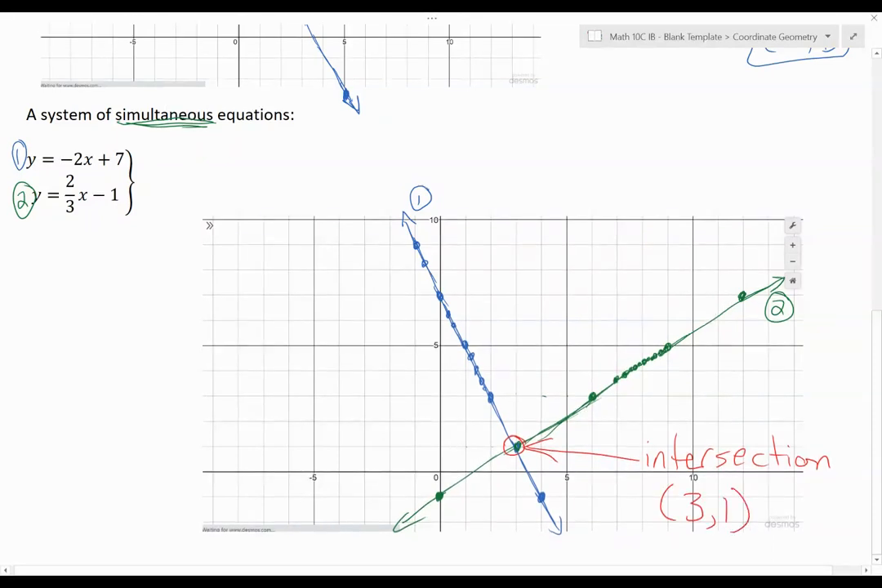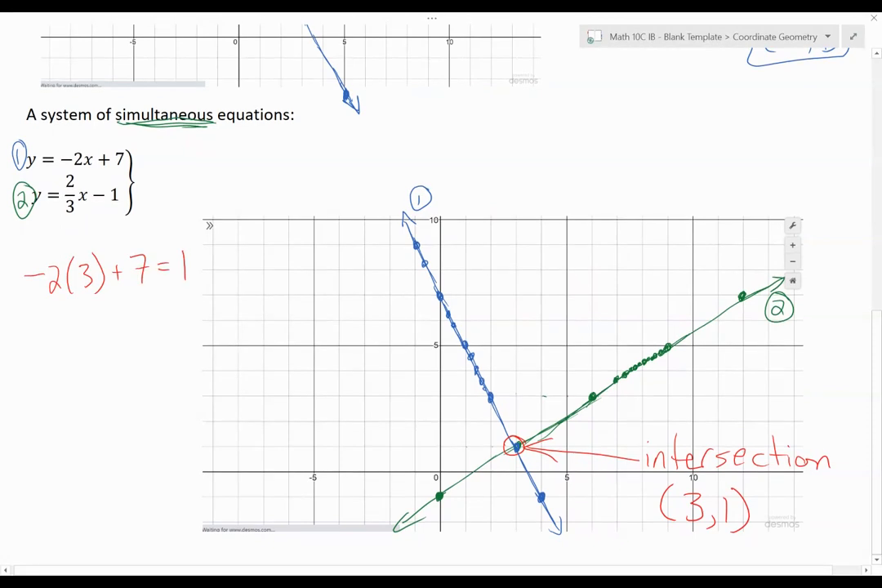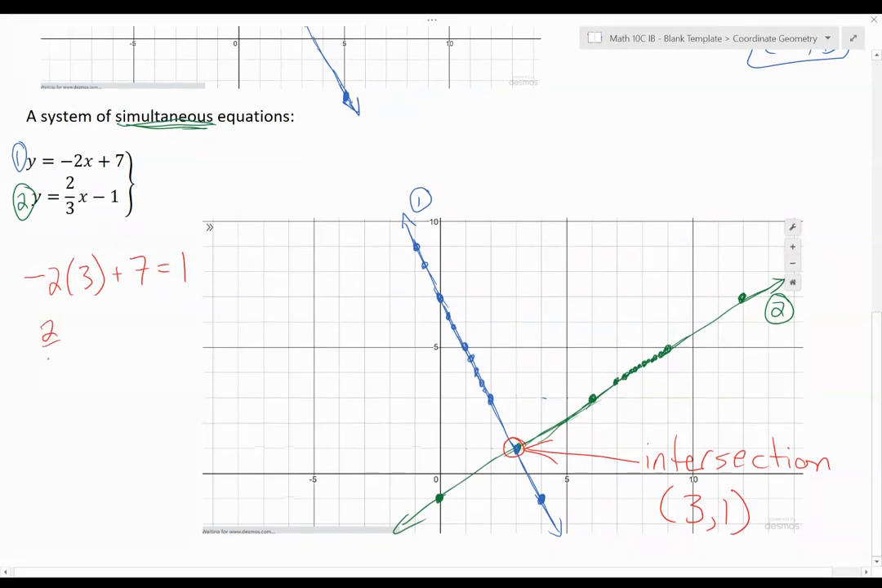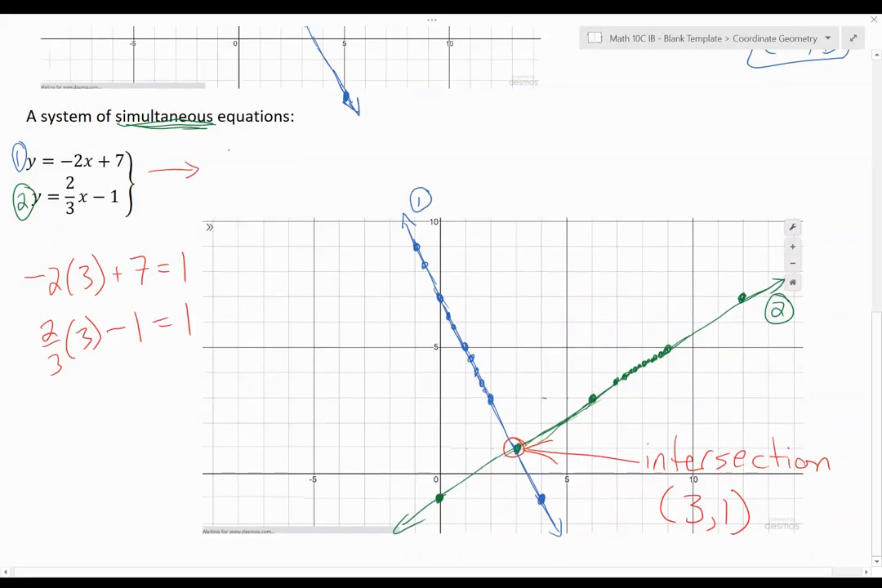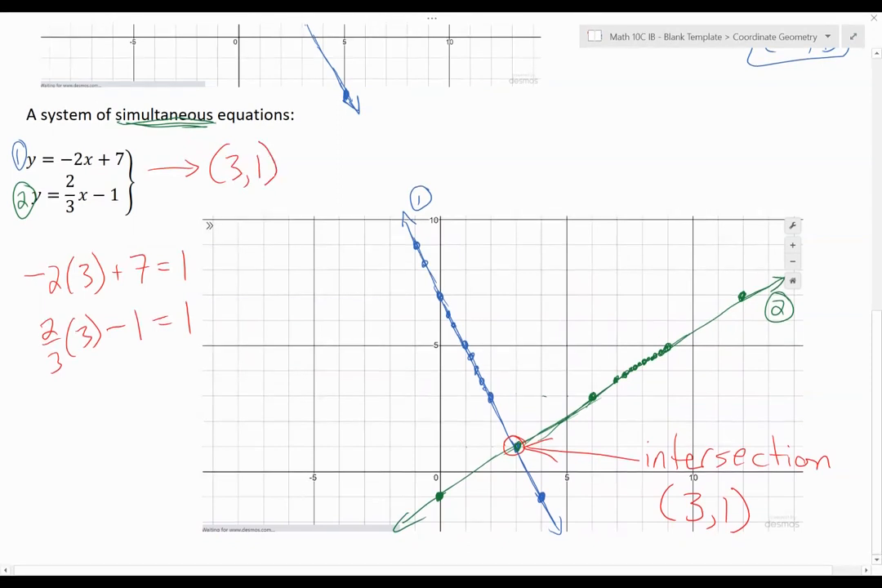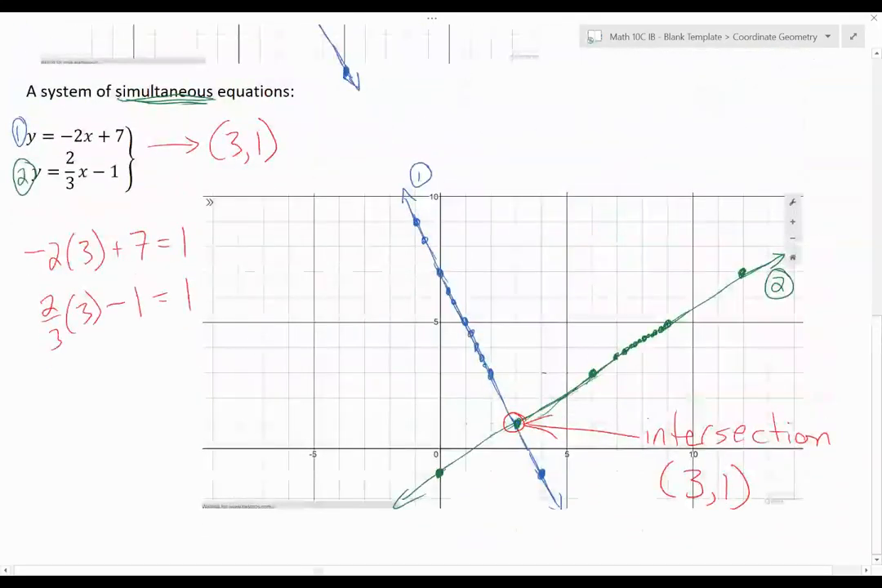What that means is if I plug x equals 3 into both of these equations, so negative 2 times 3 plus 7, y then would equal 1, or 2/3 times 3, which is 2, minus 1, gives me 1. So they both give me the same value of y for the same value of x. That is therefore considered the solution to this system. 3, 1 is the only values of x and y that will work in both of these equations at the same time. So graphically, the solution is the intersection point.